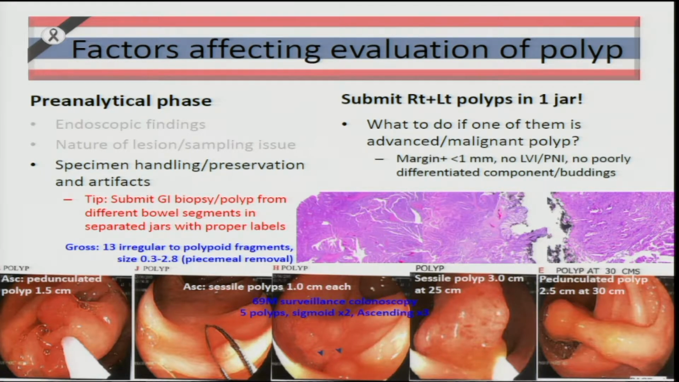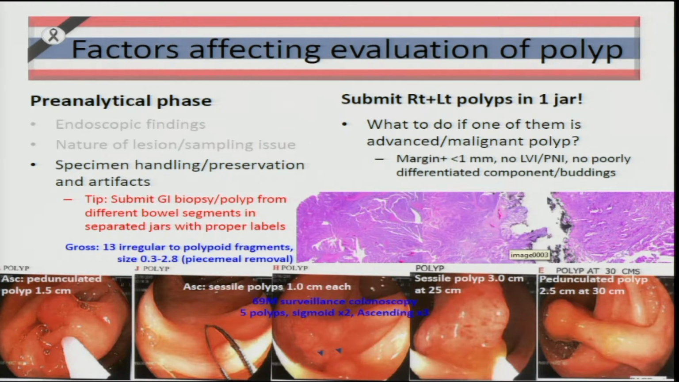Coming to the other factor that is very important, specimen handling. This is a very nice example case, but horrible. This patient came for surveillance colonoscopy. He had 5 polyps, 3 in the ascending colon and 2 in the sigmoid colon. And all polyps were removed piecemeal, but submitted in the same container. I got 13 fragments of specimen, and 4 or 5 fragments are malignant polyp with positive margin, and the remaining fragments are adenoma with high-grade dysplasia.